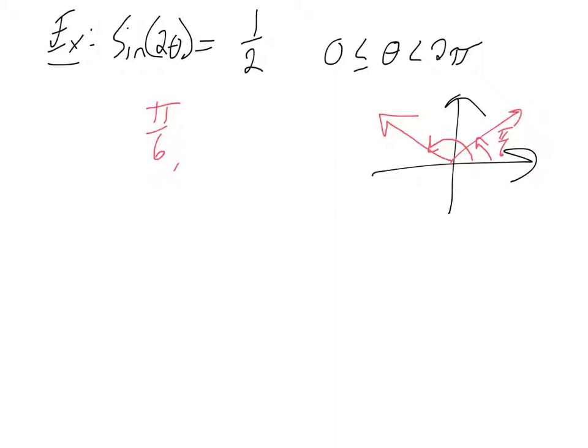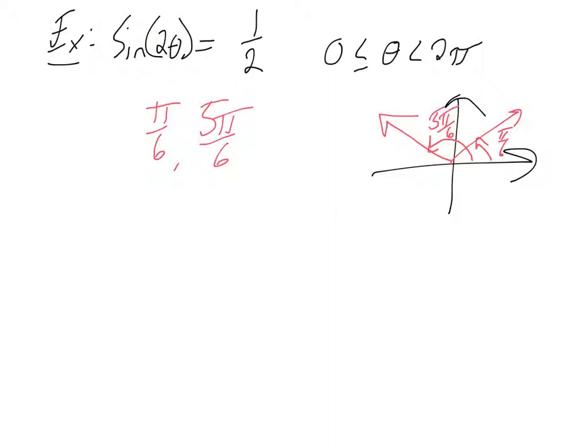Yeah, 5 pi over 6, one less than pi. So pi over 6 and 5 pi over 6 are the two solutions that 2 theta is equal to, because remember, we're taking sine of 2 theta, so when 2 theta is equal to pi over 6, or when 2 theta is equal to 5 pi over 6, that's when we're going to get 1/2 for sine of 2 theta. So that's the tricky part.